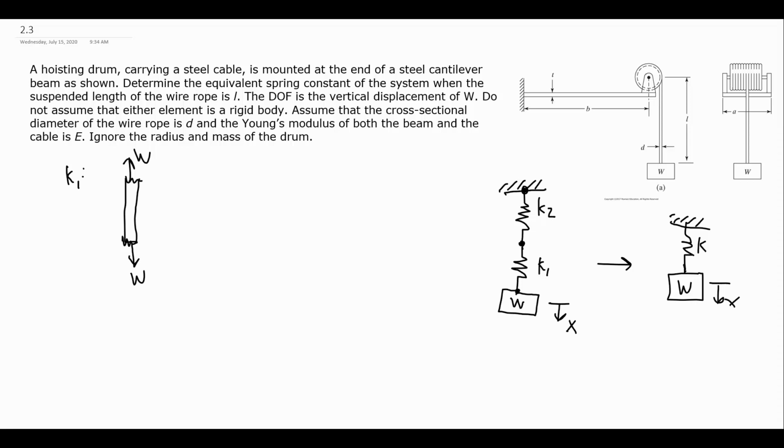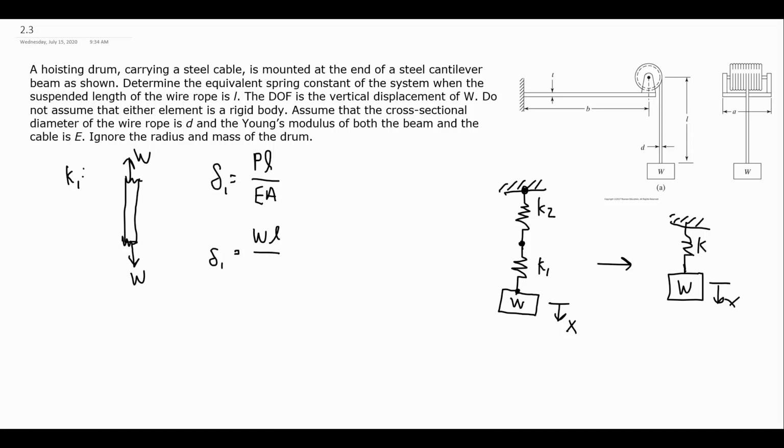So we know that its deformation, I'll call delta, is generically PL over EA. So in this case, its delta, I'll call it delta 1 so that we don't confuse it later. So the deformation in the cable is going to be its internal load W times L, which we are given to be the length of the cable, at least in equilibrium position.